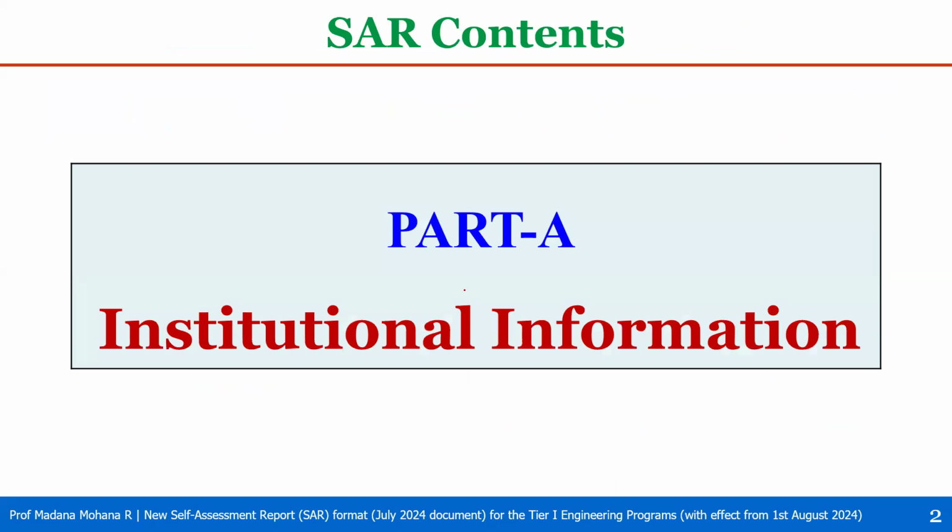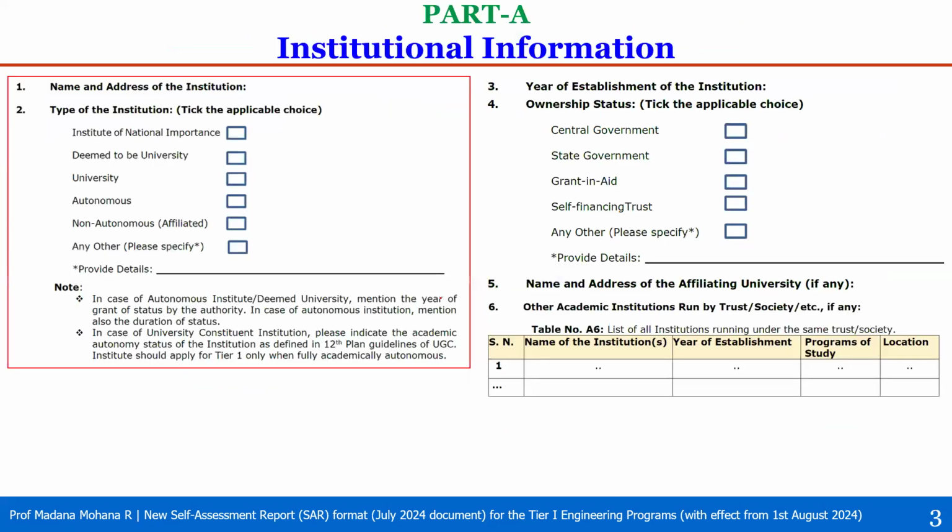First, Part A of SAR, institutional information. In institutional information, the first one, name and address of the institution, we have to provide. Then the type of the institution, tick the applicable choice. Suppose yours is an Institute of National Importance, a deemed university, a university, an autonomous institution or non-autonomous. If it is affiliated, or any others, you have to specify and provide the details.